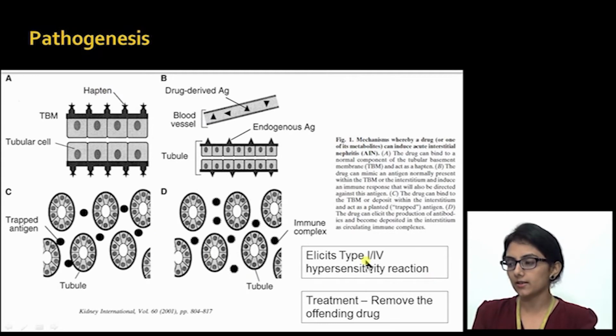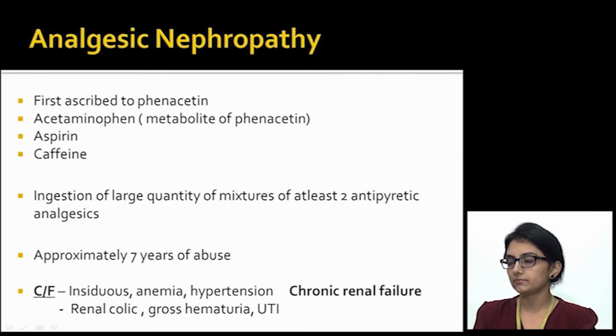If it's a type 1, then you get a lot of eosinophils, like I'd shown you in this slide. And in some drugs, there would be a type 4 reaction where you get more of a granulomatous response. And if you're still in the acute phase, the treatment is just removing the offending drug from the patient's system.